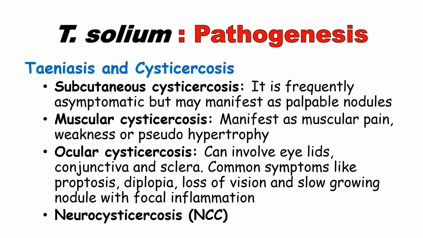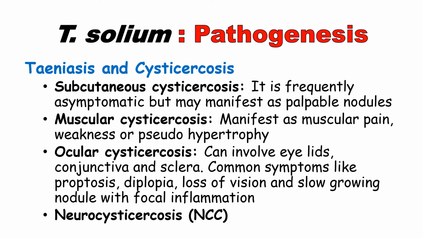Okay? So, for the pathogenesis, taeniasis and cysticercosis at this time. Let's discuss more on cysticercosis, because it is the same as taeniasis with T. saginata. It can be classified into 4: subcutaneous infection, muscular infection, ocular infection, or even neuro-infection. Out of these 4, cysticercosis is one of the most serious zoonotic diseases worldwide.